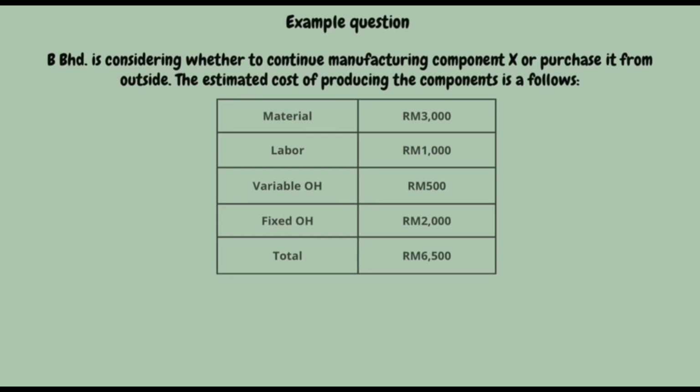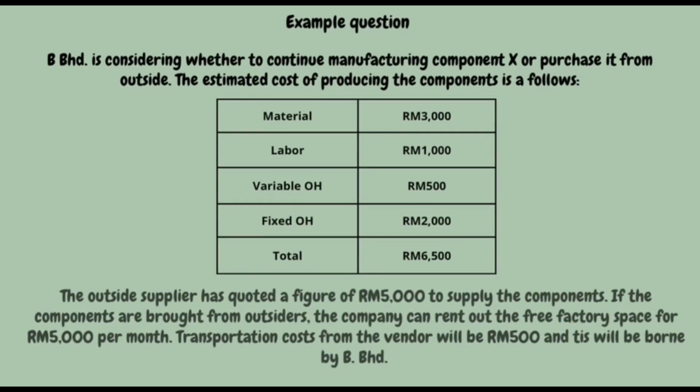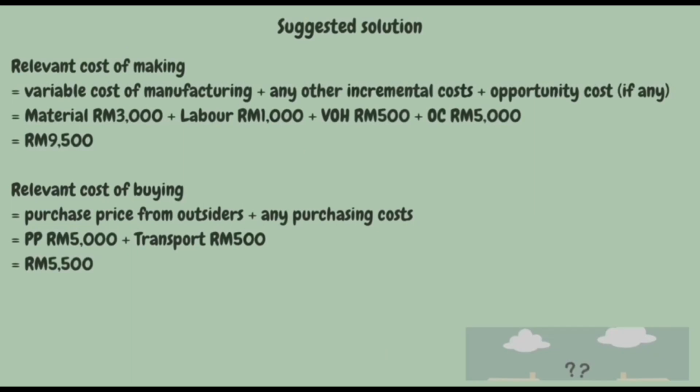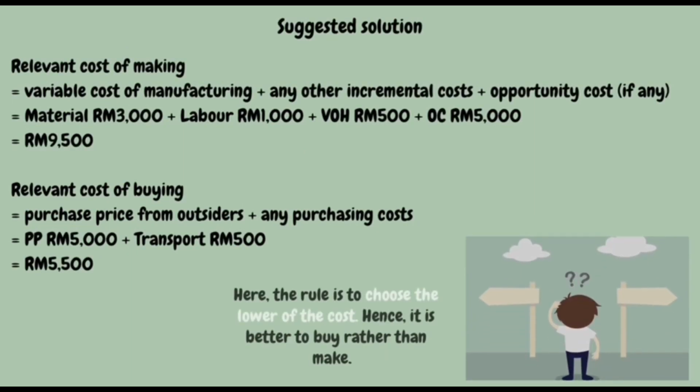And this is the example question for make or buy decisions. Then this is the suggested solution for the example question. First, we must calculate relevant cost of making. It consists of variable cost of manufacturing plus any other incremental cost and plus opportunity cost if any.